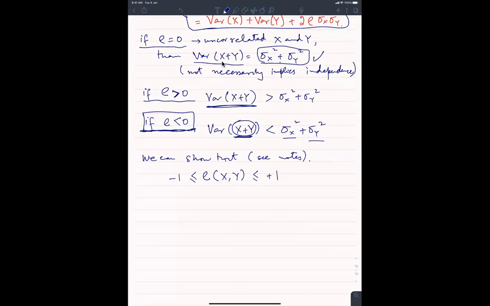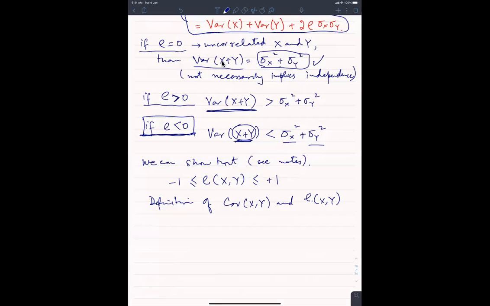By the way, this definition of covariance and correlation applies to the same definition to discrete as well as continuous random variables. दोनों के ऊपर ये अप्लाई होती है, same definition, same definition.